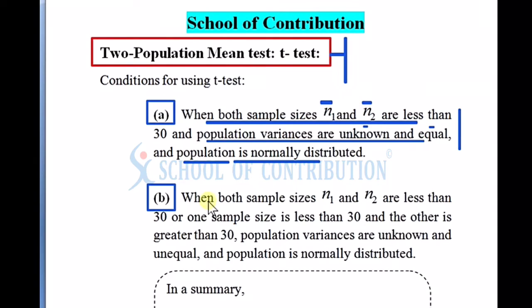In the second condition, we see when both sample sizes n1 and n2 are less than 30, or one sample size is less than 30 and the other is greater than 30, and population variances are unknown and unequal, and the population is normally distributed, we can use the t-test.